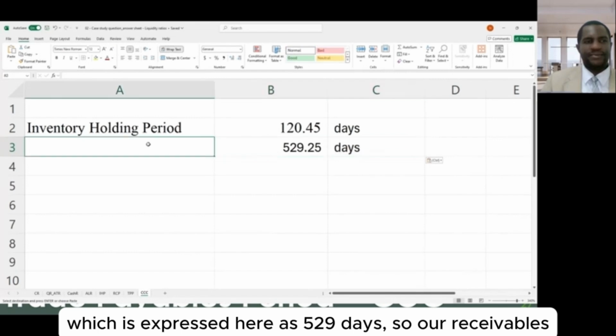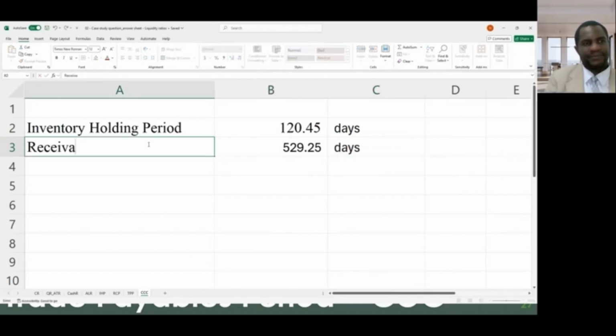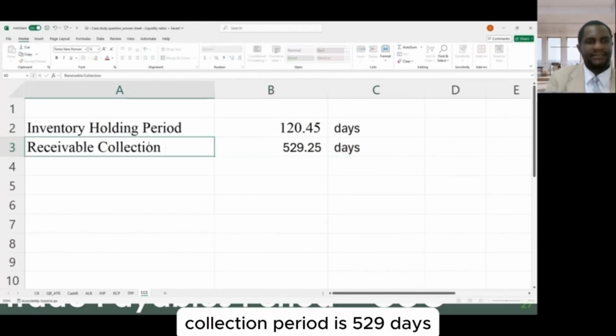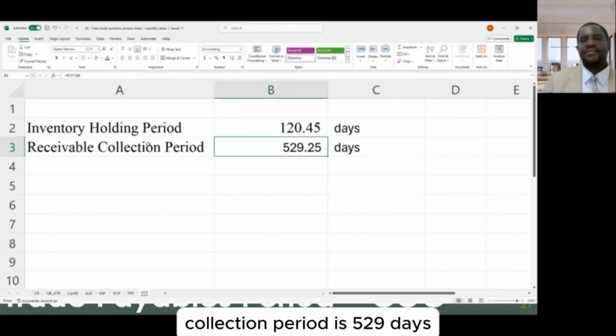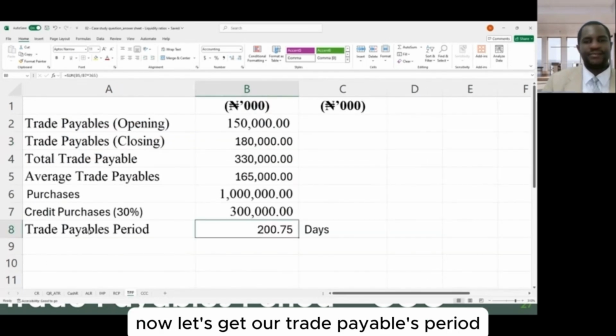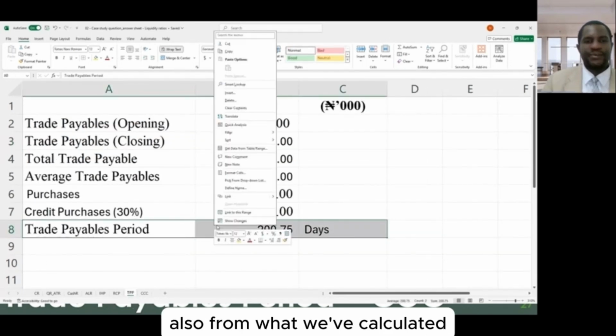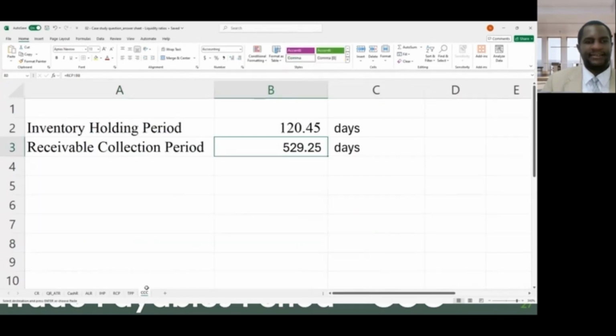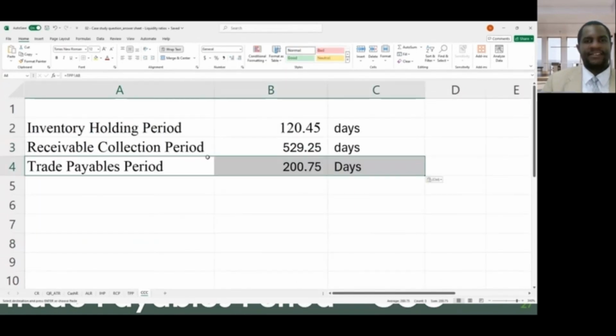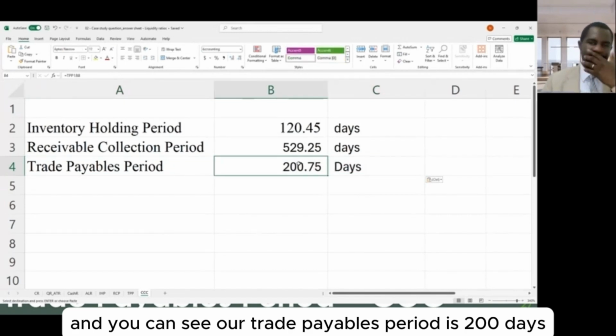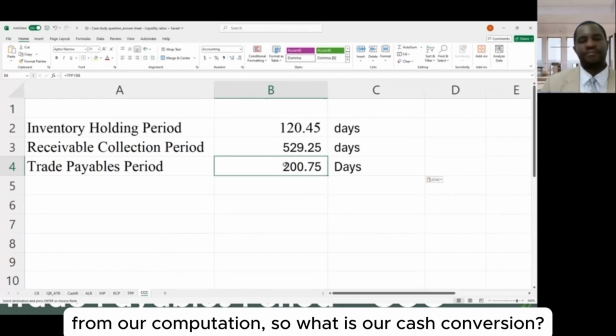So our receivables collection period is 529 days. Now let's get our trade payables period also from what we've calculated. We have it here, and you can see our trade payable period is 200 days from our computation.